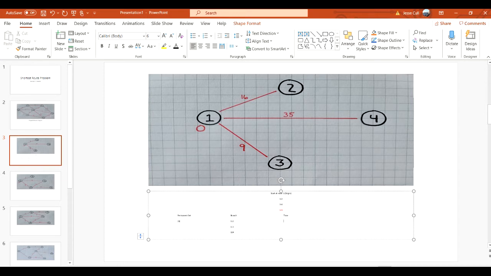Then we have the times: 16, 35, and 9. We're going to highlight 9. So this is our permanent set. And that shows us that from 1 to 3, it's 9 hours.